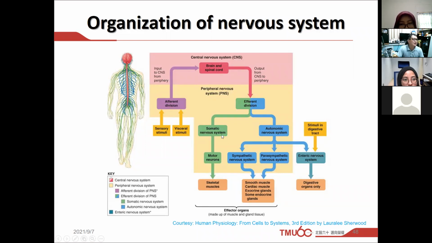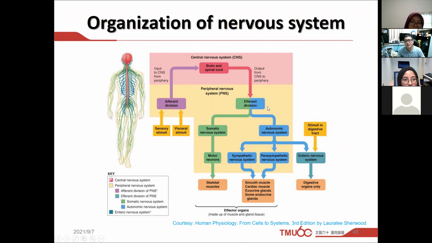The somatic nervous system is a motor neuron system. It can regulate contraction of skeletal muscle. And the autonomic nervous system can regulate two very important systems, the sympathetic and parasympathetic nervous systems, which regulate smooth muscle and cardiac muscle like the heart, and exocrine glands. Another unique system, the enteric nervous system, only mediates contraction of digestive organs. So that's the organization of the nervous system.